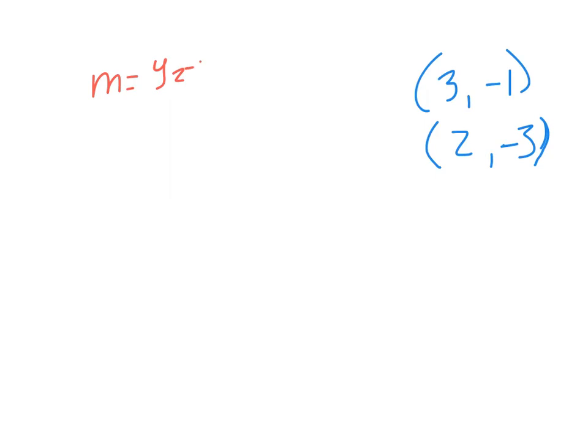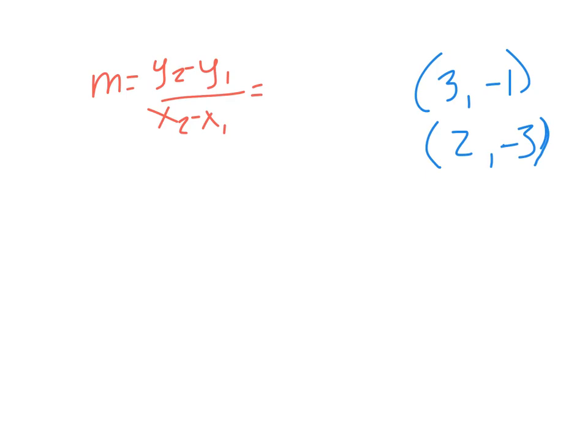So if I have 2 points, let's look at this one. And this is guided practice number 2. If you want to put this in your journals, you can choose to do so. So there's 1 point, and my other point is 2, negative 3. Okay, so I have 2 points, which means I can find the slope. The slope is y2 minus y1 over x2 minus x1.